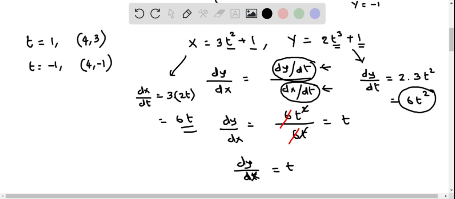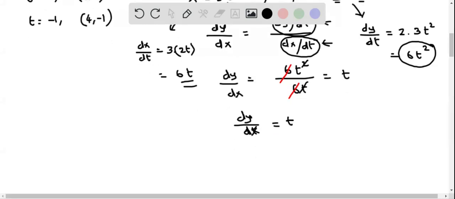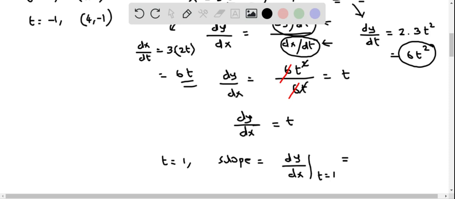Let's determine when it gives the positive slope. So when t equal to 1, we get the positive slope. This one is dy by dx. So if we plug in t equal to 1, the slope equals dy by dx when t equal to 1, and this equals, replace this t by 1, we get the slope is 1, which is positive. So here the slope is positive when t equal to 1.